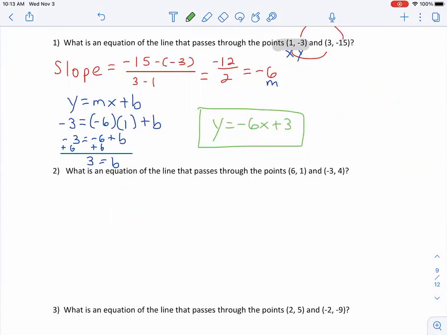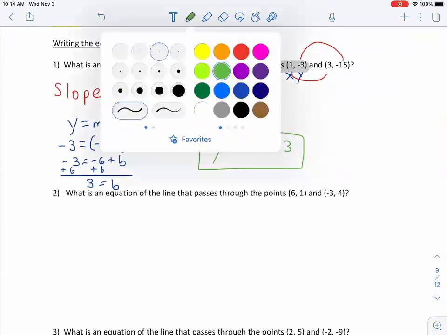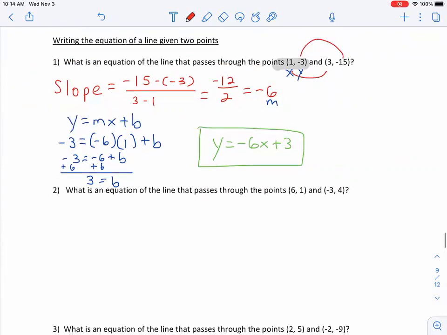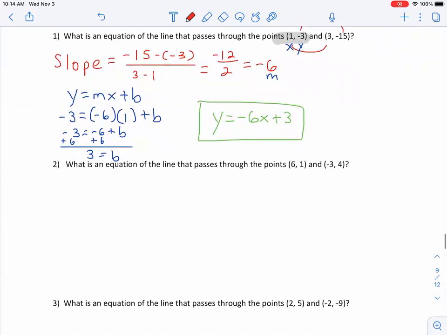All right, so let's do number 2 together. So first thing we're going to do, and I'm going to use number one as a model, first thing we're going to do is find the slope. So to find the slope, subtract the y's on top. So 4 minus 1 on top. Subtract the x's on the bottom. So negative 3 minus 6.